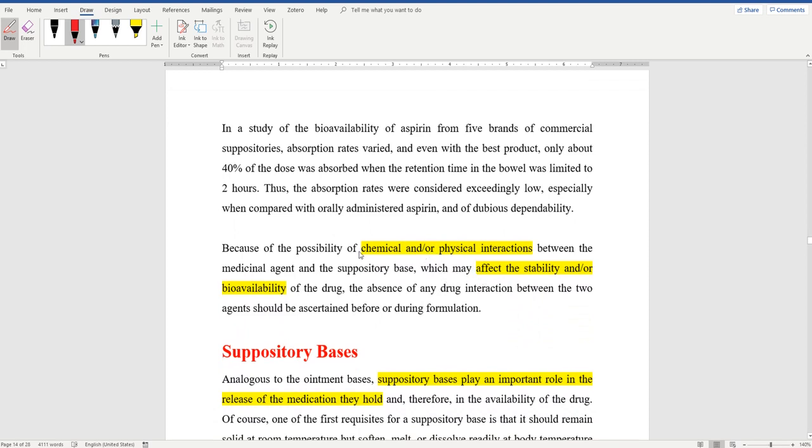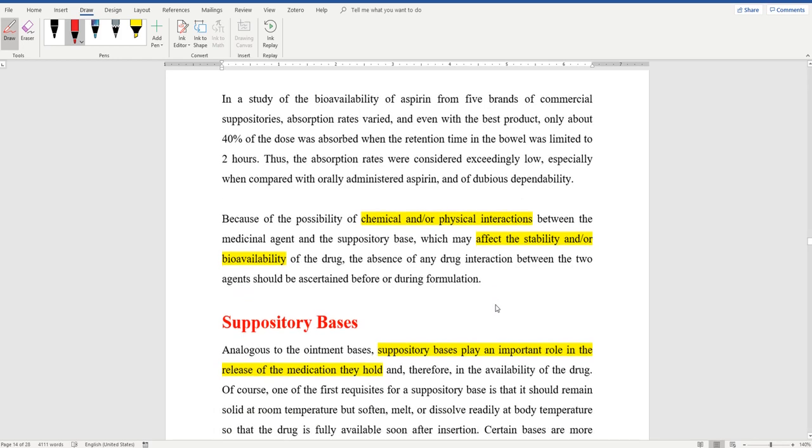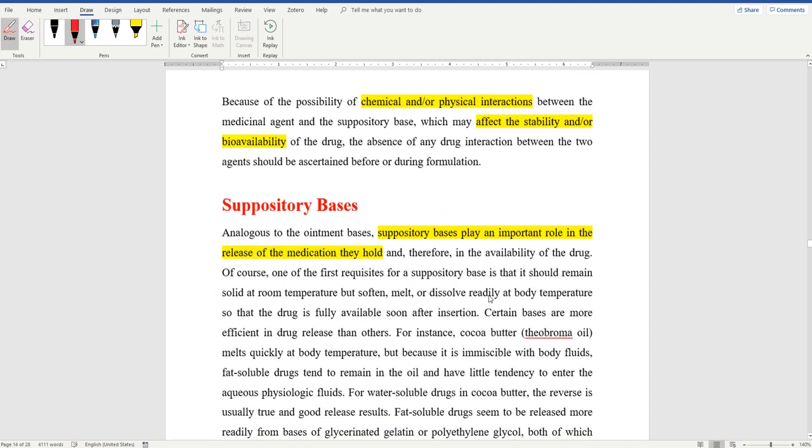So it's very important that there is no interaction between the drug and the base, whether chemical or physical, and also the base keeps the drug stable, and it does not affect the bioavailability of the drug. Let's talk now about the suppository bases. We already discussed in several sections the importance the bases play in releasing the medication.